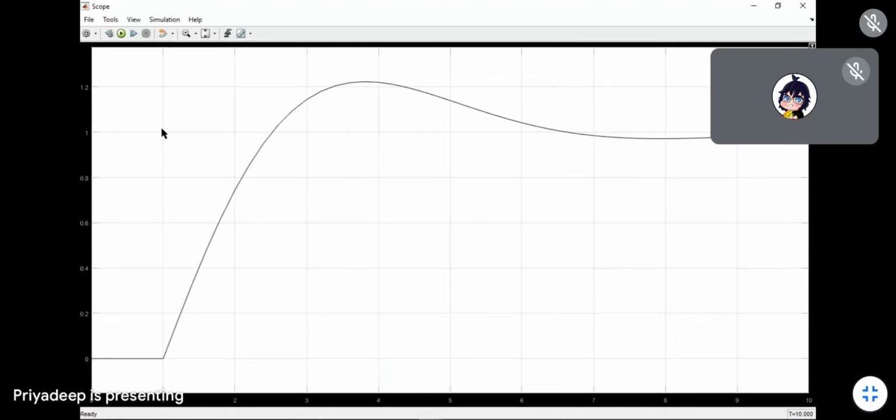PID control may be overshoot as such. Ma'am, I was asking that we use PID controllers to also eliminate.